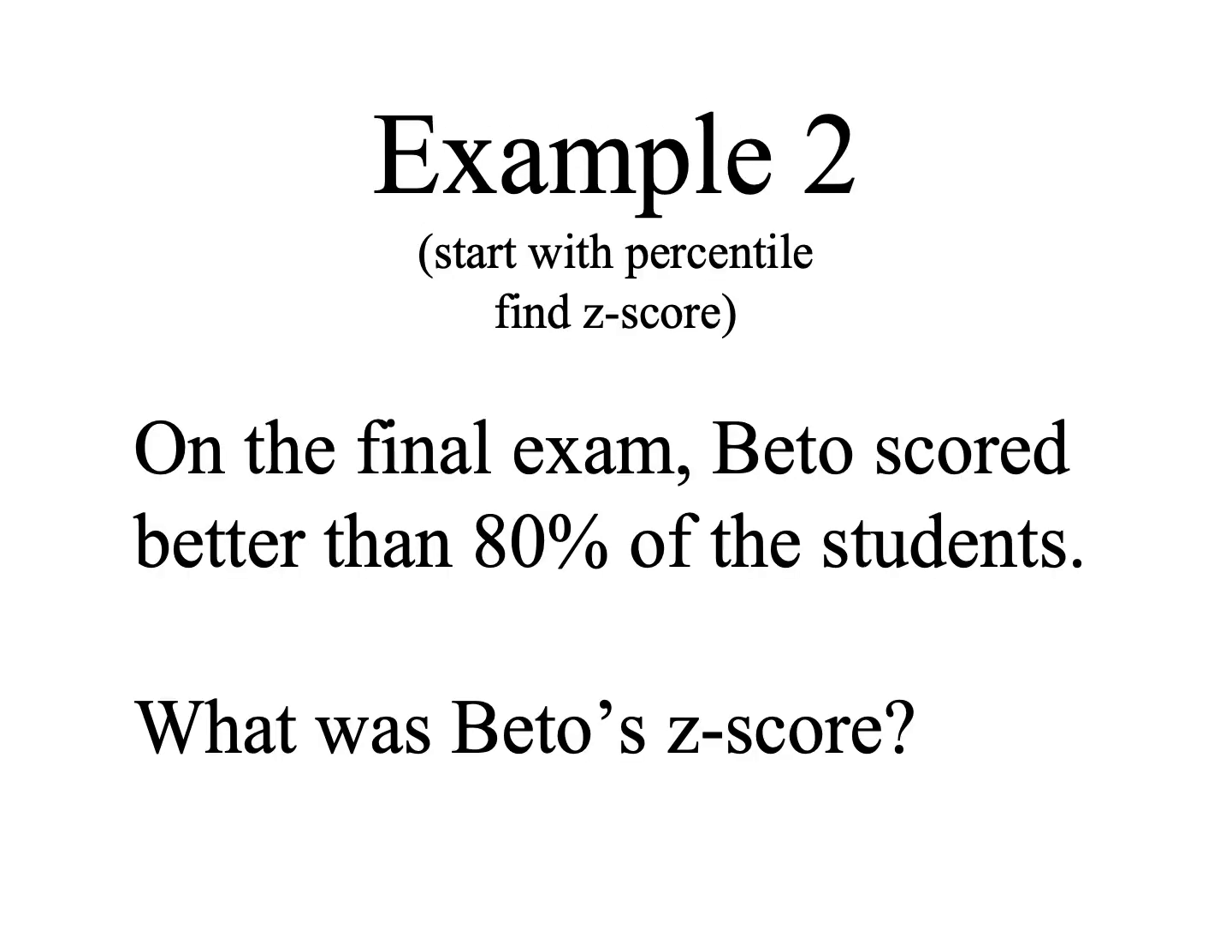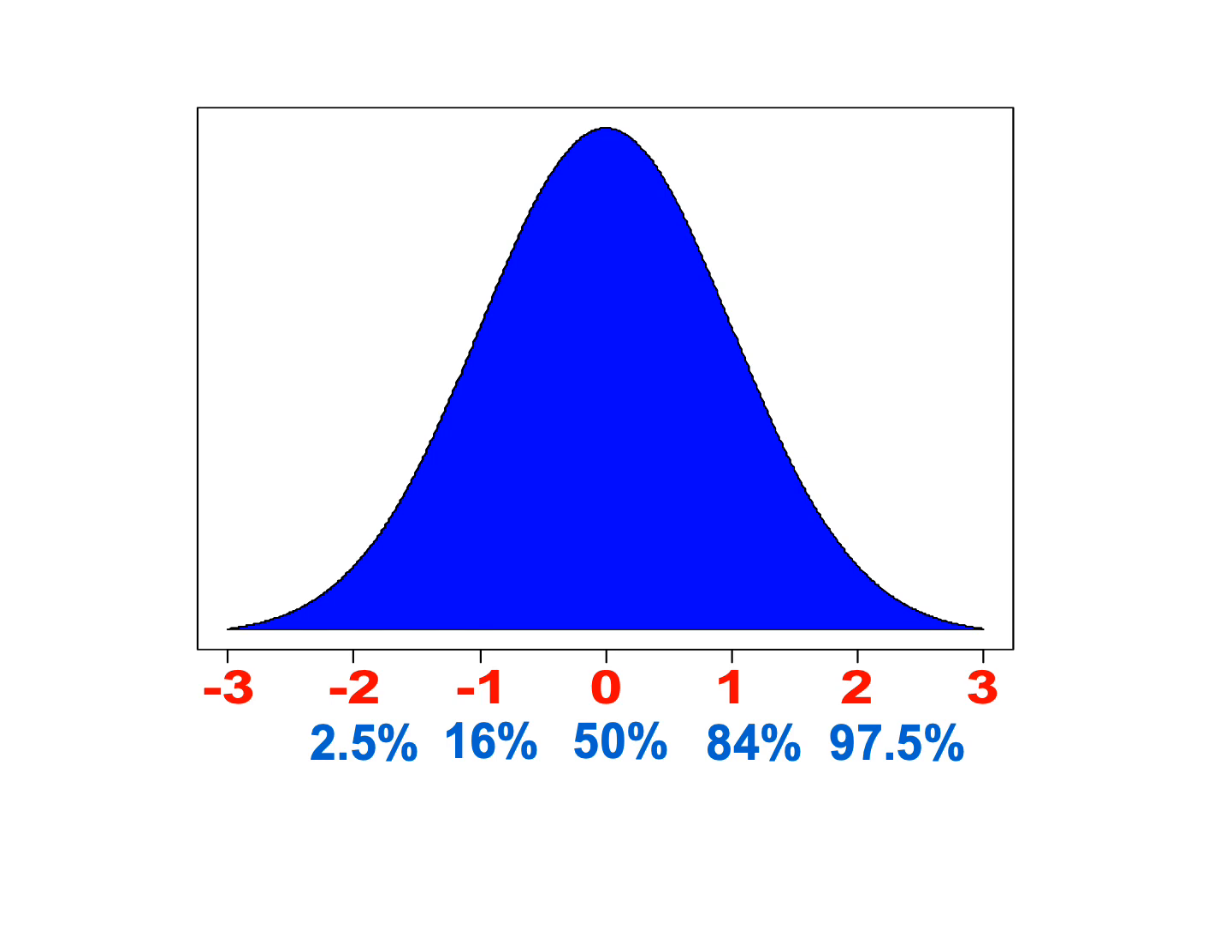Here is the problem. On the final exam, Beto scored better than 80% of the students. What was his z-score? As you can see, in this problem, we are given his percentile. Okay, so Beto scored at the 80th percentile, and now we need to find his equivalent z-score. So again, the first step is to make a sketch of the normal distribution. Here is the normal distribution with the z-scores and percentiles filled in.